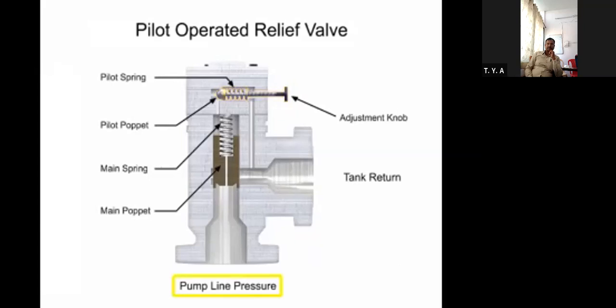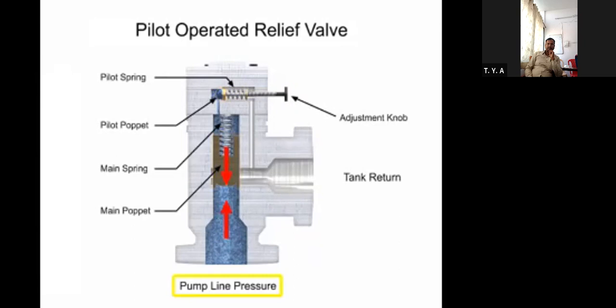As long as pump line pressure is less than the relieving pressure set on the control knob, the pilot poppet will remain closed. Since the pilot poppet is closed, the pressure in the mainspring chamber is the same as the line pressure. Since these pressures are equal, there is no pressure drop from one side to the other, and the main poppet also remains closed.